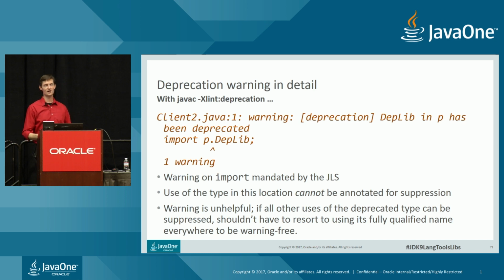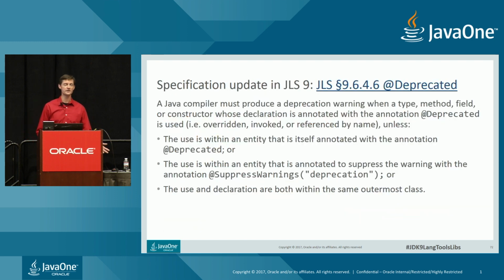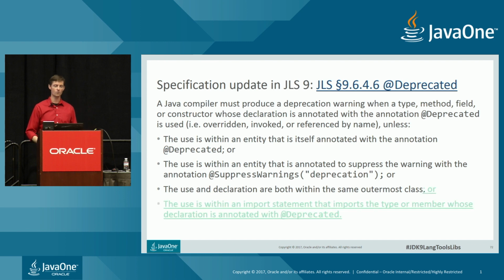You might say, well, that's not a problem. I'll just apply another suppress warnings annotation. That doesn't work either. Syntactically, you can't allow that. So while this warning may be very thorough and well-intentioned, it's really unhelpful. If all the other uses of the deprecated type can be covered by the suppress warnings annotation, it seems a bit silly to force you to do something like use the fully qualified name of the deprecated type everywhere just to avoid this warning. So we decided that was a little unnecessary, and we've updated the language specification to not require a deprecation warning in this location.